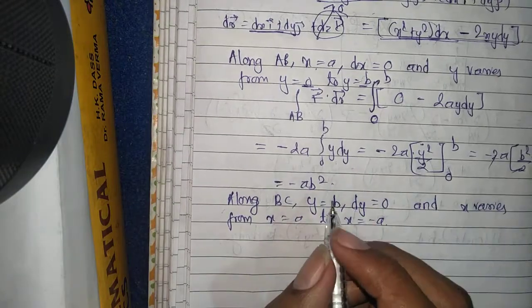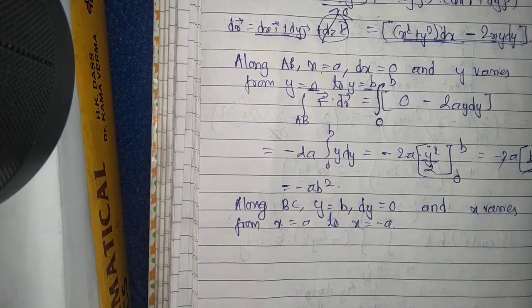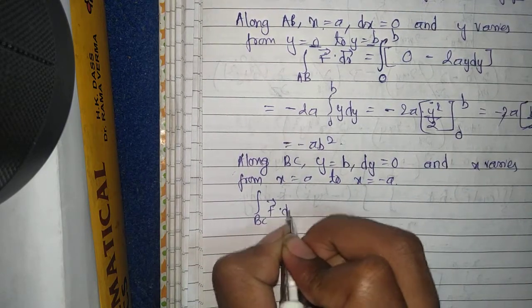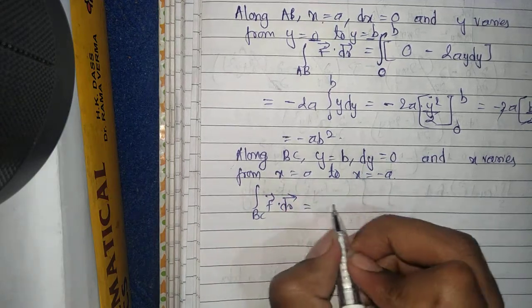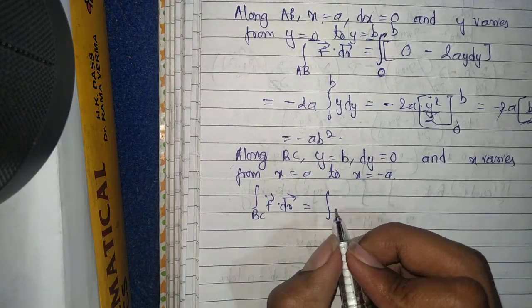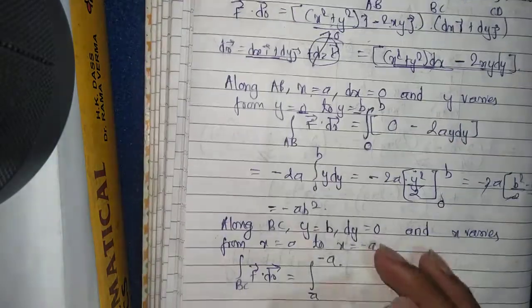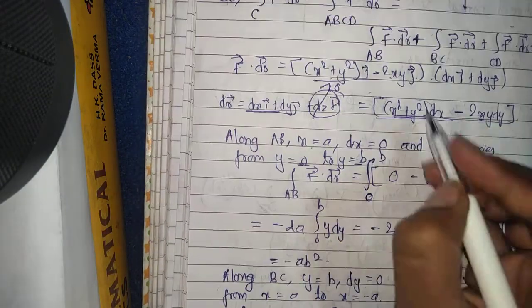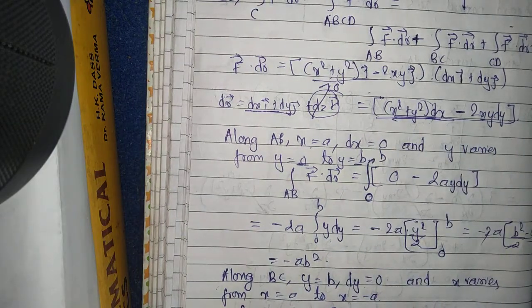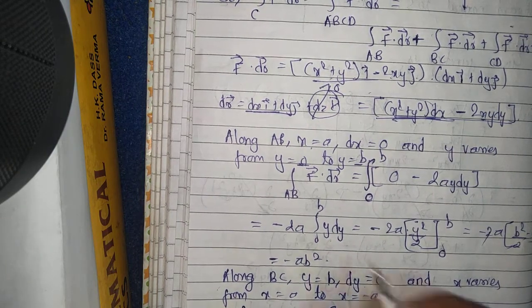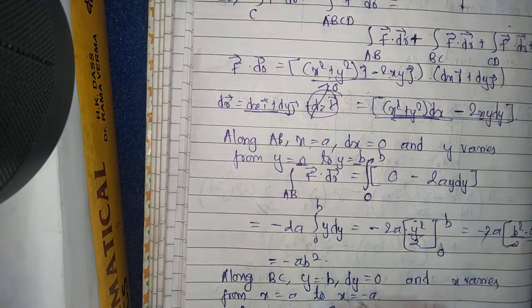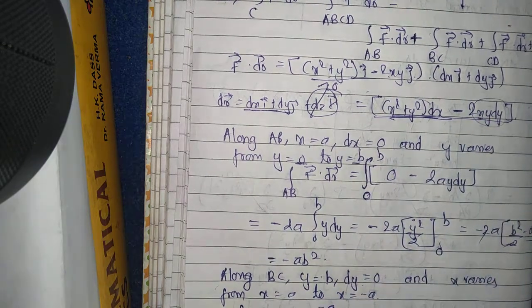So along BC we have the line integral of F dot dr along BC, where x varies from a to minus a. Substituting y equals b and dy equals 0 in this equation, we get x squared plus b squared dx, since y equals b means b squared, and here we have dy equals 0, so this term becomes 0.